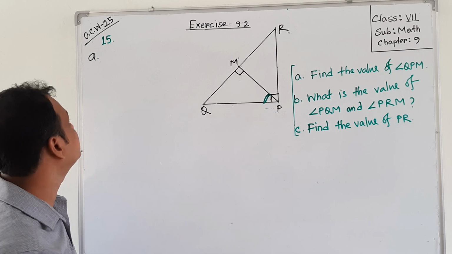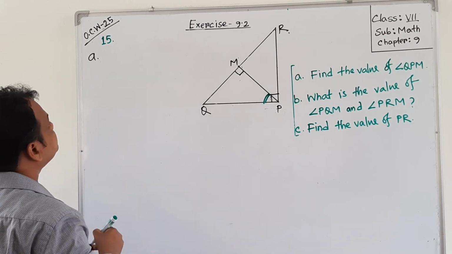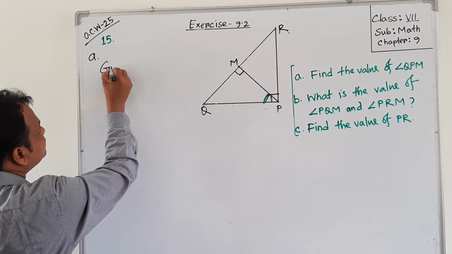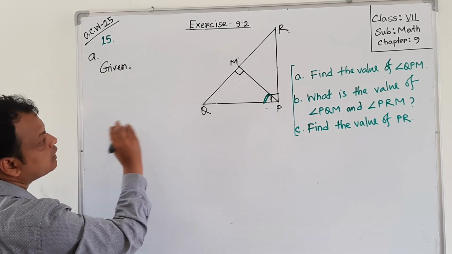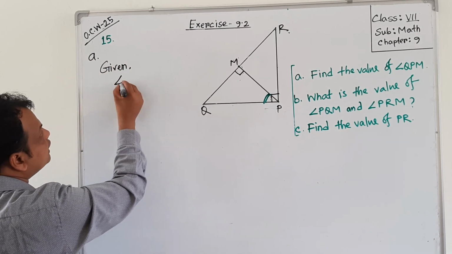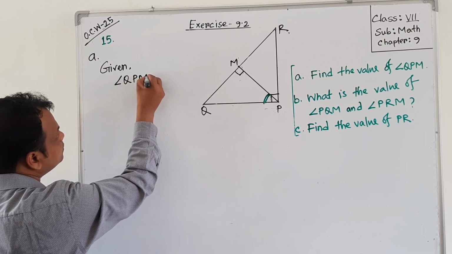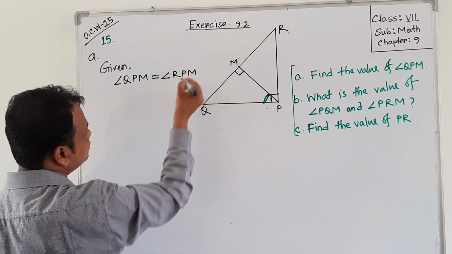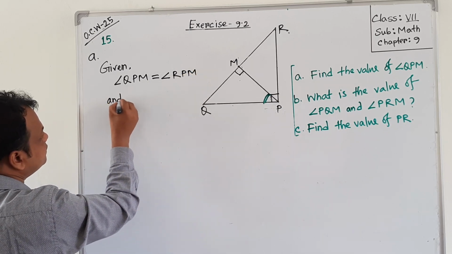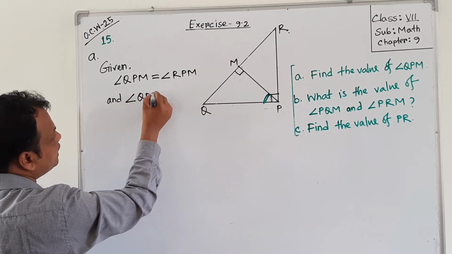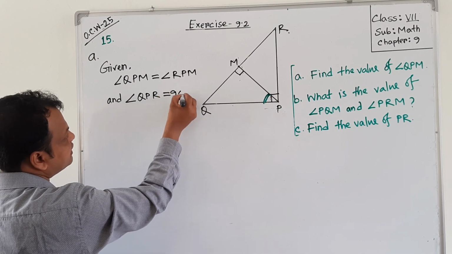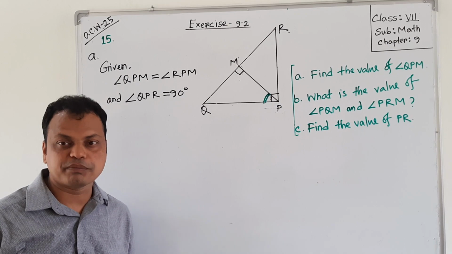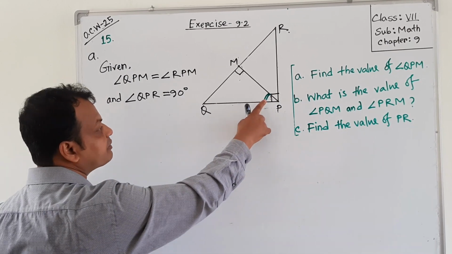So what will be the logic? At first we will write the given information: angle QPM equals angle RPM and angle QPR equals 90 degrees. So these are the given information. From the above information, we find the value of this angle.